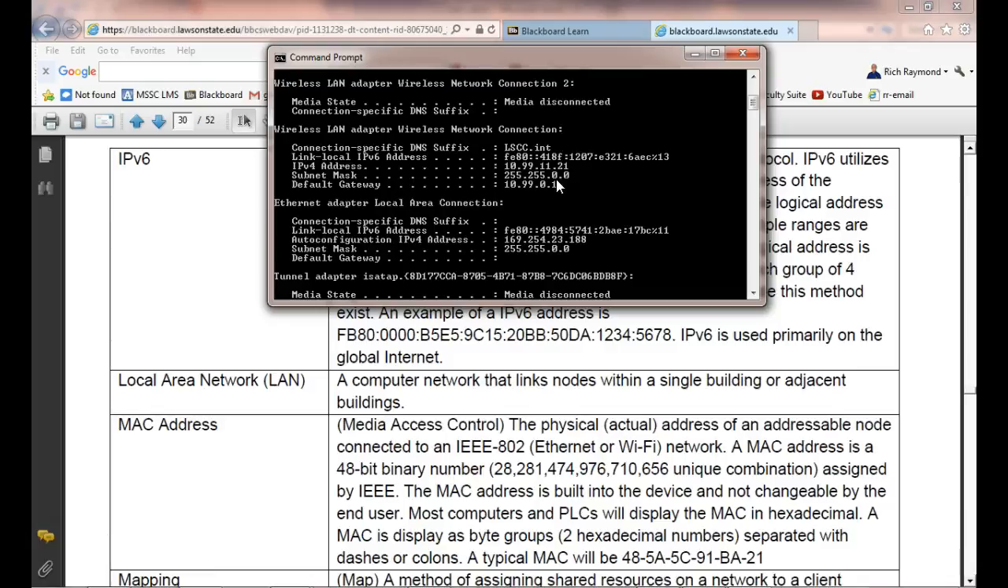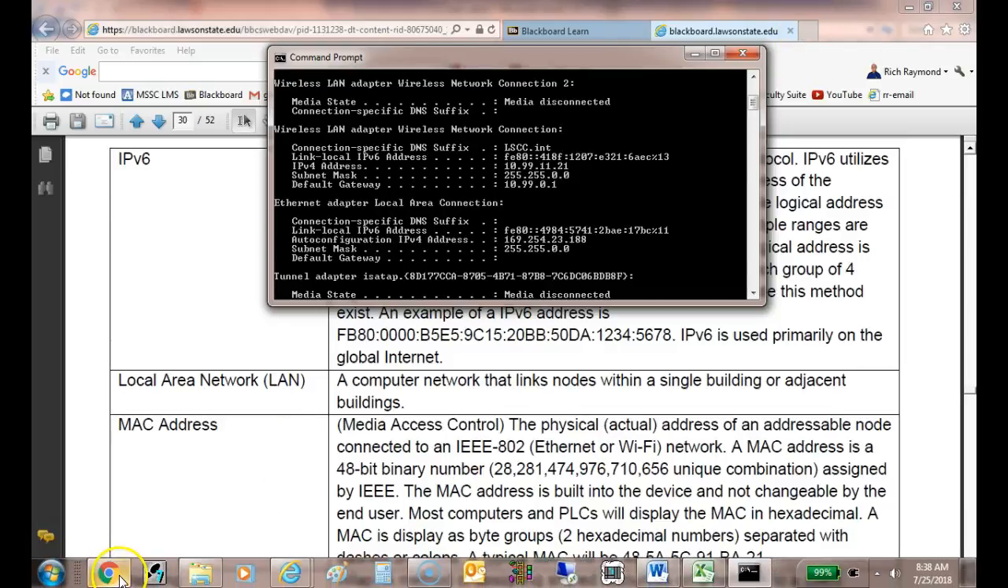So this is a class B, 10.99.11.11, what we call a class B IP address. But we basically use this subnet mask right here. What does the IP address contain? It contains two things.